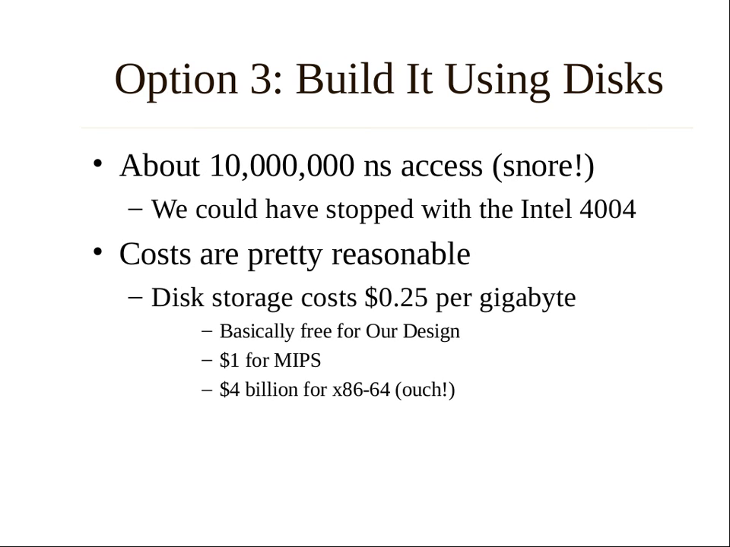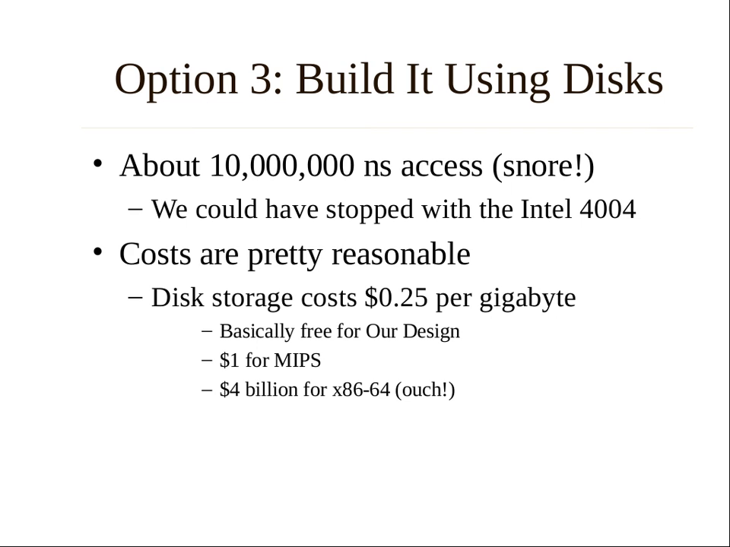Pocket change. All right. We could build it using disks. This is spinning disks, not SSDs. It would take 10 million nanoseconds, which means we would have to wait 10 million clock cycles to read something from memory. The joke here is that the Intel 4004 was the first x86 processor, so we might as well have stuck with that thing, because if it could take 10 million cycles to get anything, why would you want anything faster? Costs are at least reasonable, 25 cents per gigabyte.